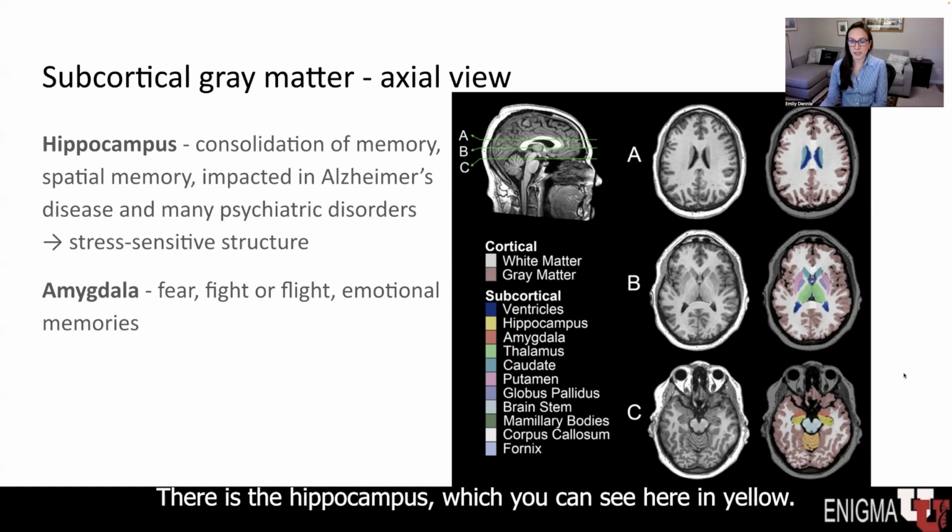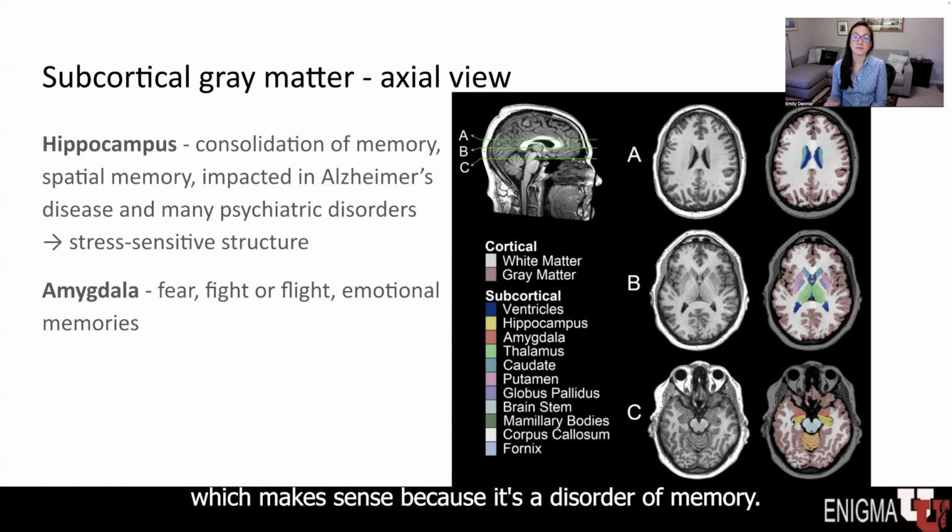So there is the hippocampus, which you can see here in yellow. The hippocampus is important for consolidation of memory, spatial memory. And it is one of the first and most highly impacted regions in Alzheimer's disease, which makes sense because it's a disorder of memory. And it's also impacted in many different psychiatric disorders. So it's not really specific to any particular disorder. So it seems like it might be just a generally stress-sensitive structure in the brain.